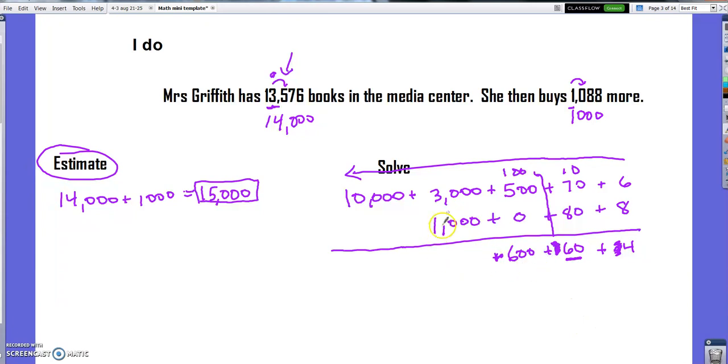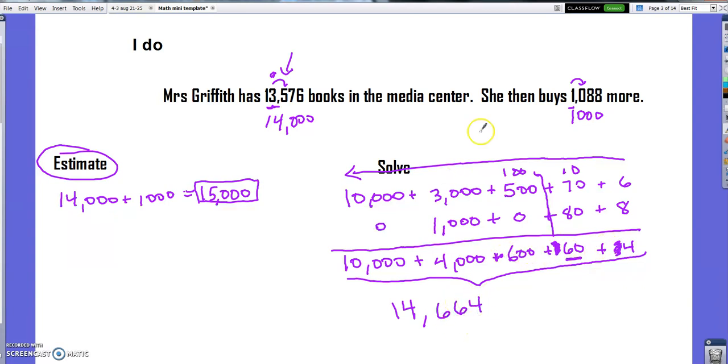My plus sign here. 3,000s and 1,000 make 4,000s. Nothing to carry because that's all thousands. That works fine. And 10,000s, I don't have anything to add, so I'm really adding no 10,000s to them, which is 10,000. And now I can just change this number in expanded form back to standard form. 14,664.